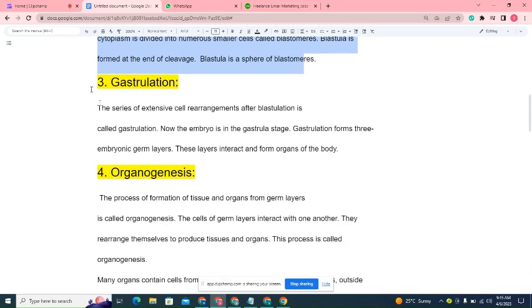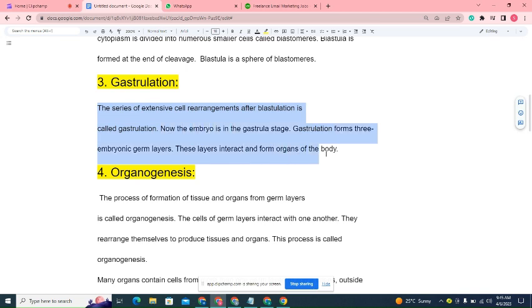Third feature is gastrulation. The series of extensive cell rearrangements after blastulation is called gastrulation. Now the embryo is in the gastrula stage. Gastrulation forms 3 embryonic germ layers. These layers interact and form organs of the body.